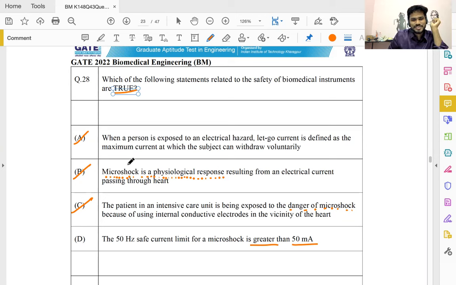Is microshock a physiological response? Microshock results from electrical current passing through the heart. That is correct. Is microshock a physiological response? So any objections to that? At least, did I read your question correctly? Is some issue arising with precision in language? Yeah, let's just think about it for a few seconds.